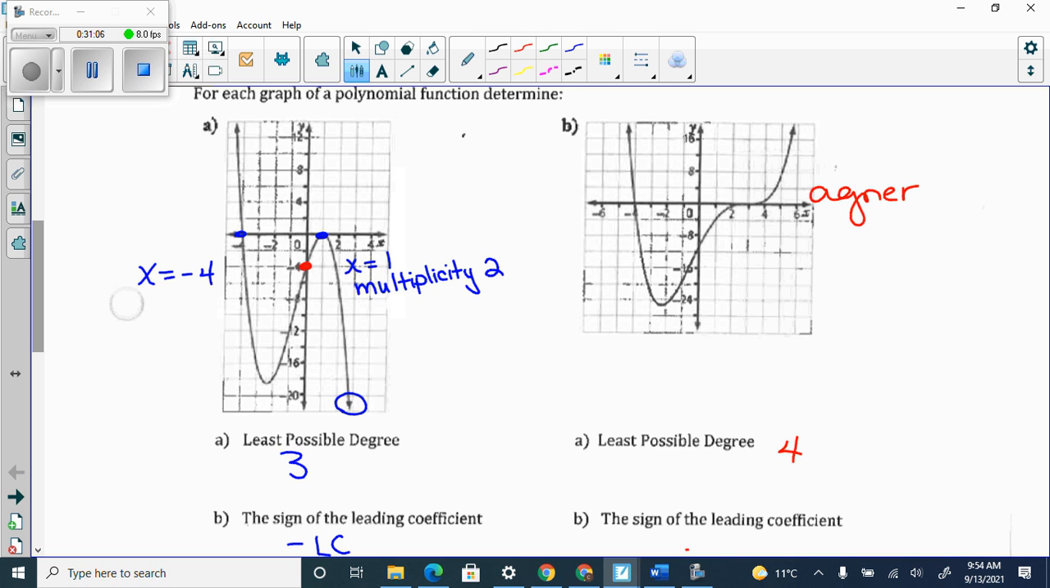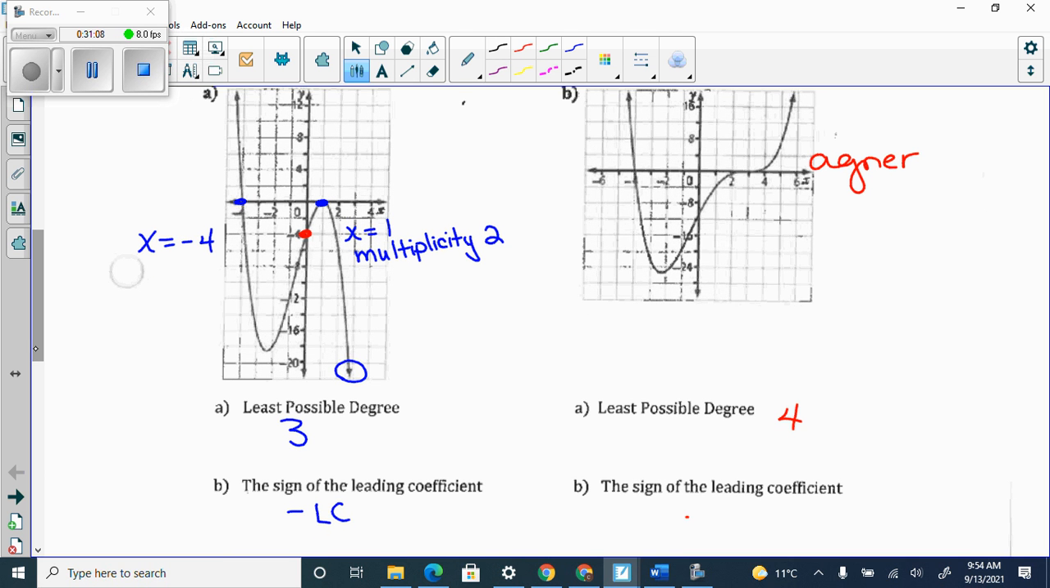What is the sign of the leading coefficient? Positive, because I always look at the right arm, and the right arm is up. So I have an up on the right, so it's positive. Now my x-intercepts, I'm going to write them up here, but then I'll transfer them down there. This one's at -4. Do I have to write multiplicity 1? No, that's the only thing I don't have to write.